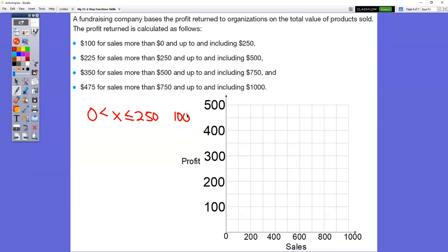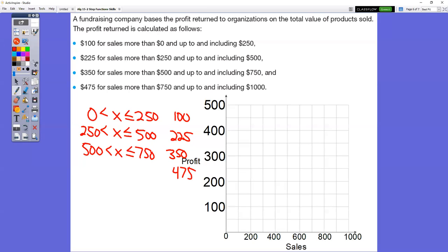From more than 250, up to and including 500, including means the "or equal to," you're going to get $225. You're going to get $350 for anything more than 500, up to and including $750. You're going to get $475 for anything that is more than 750, up to and including $1,000. So those are the things that we're graphing here.